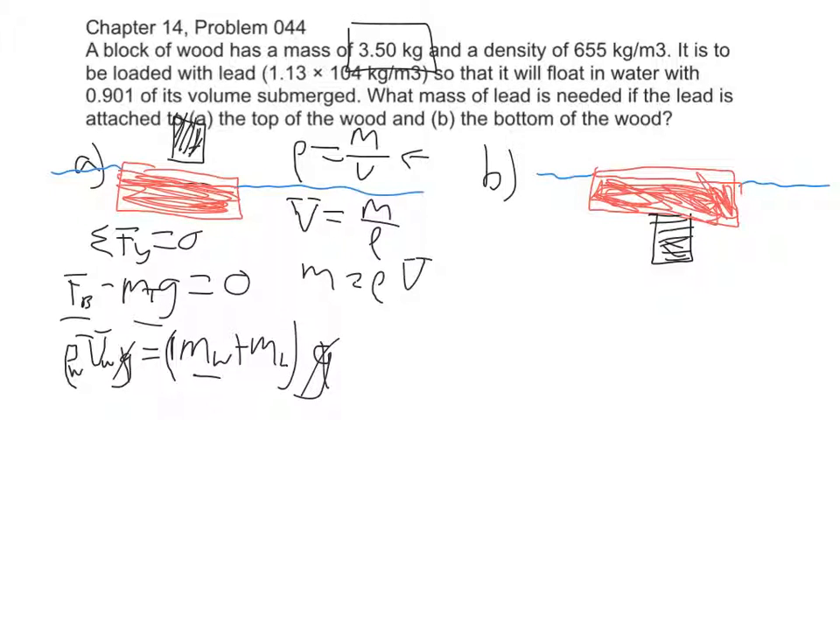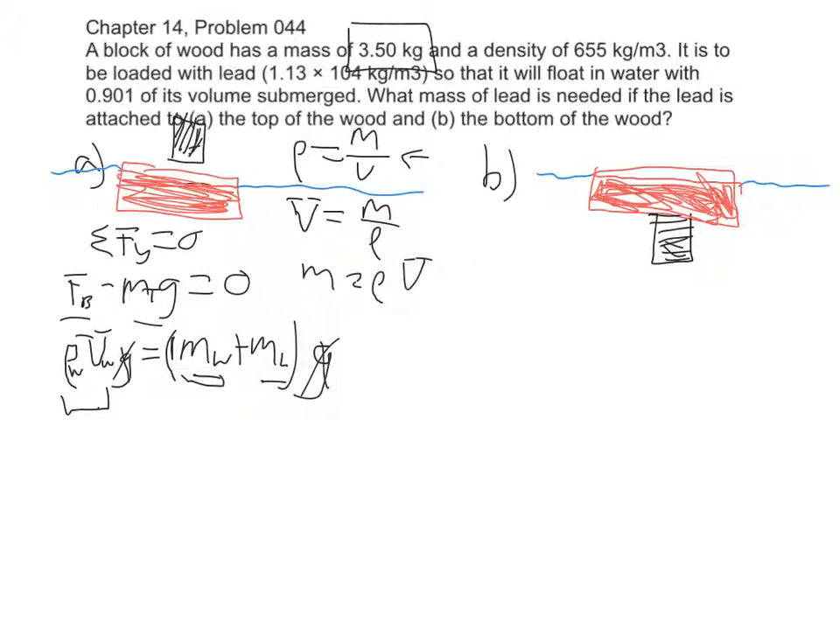We're given the mass of the wood in the problem statement here, and so the question then is, how can we find the mass of the lead? Well, we can see from this equation, it's just going to be the mass of the water displaced here minus the mass of the wood. But what is the mass of the water displaced? The density of water you can look up. It should be basically 1,000 kilograms per meter cubed.